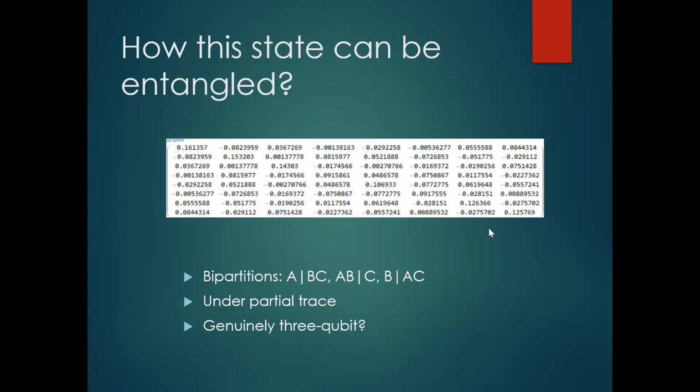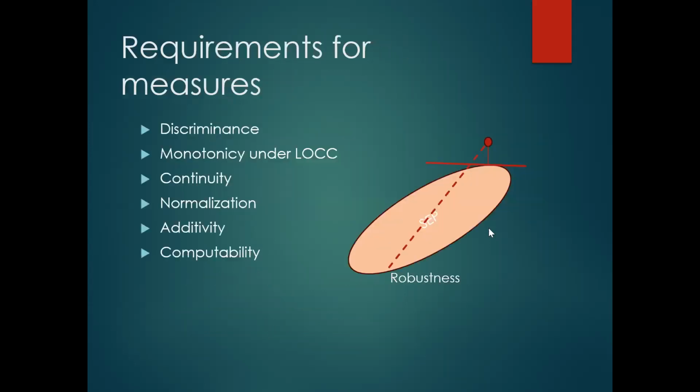Maybe at some point you have a problem with this entanglement. You could ask this question in general, you could ask about partitions into one versus two qubits, you could ask for genuine three-part entanglement. So, what does it mean, entangled?